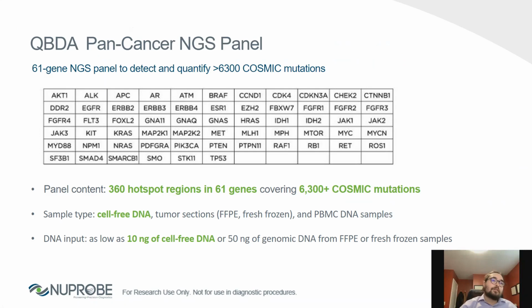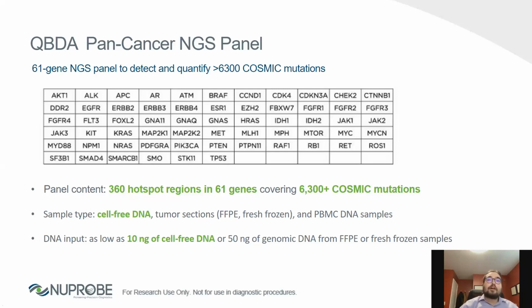Now, with that said, in the publication itself, we do actually demonstrate our ability to expand out and broaden our panel coverage. So in that paper, we built a pan-cancer panel that covered 61 genes and over 6,300 mutations from the COSMIC database. And this consisted of 360 amplicons split across 2 tubes. And in the paper, we test a variety of different clinical sample types that were all commercially obtained, including cell-free DNA, FFPE, fresh frozen tumor tissue, and also PBMC samples. And we show that we're compatible with all of these different types of samples.